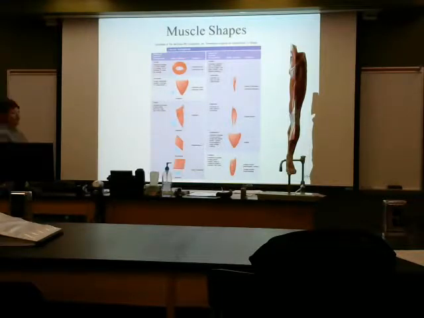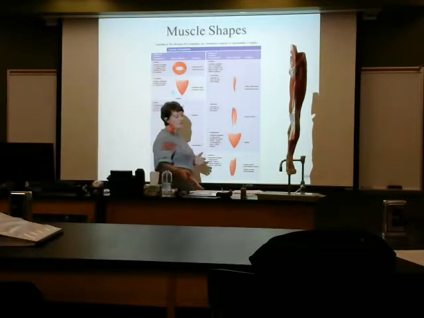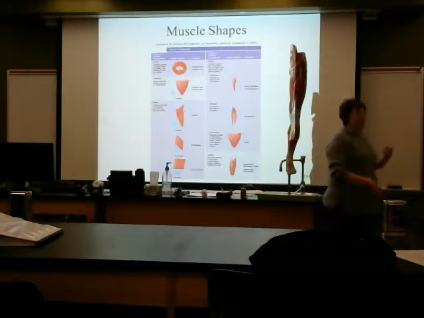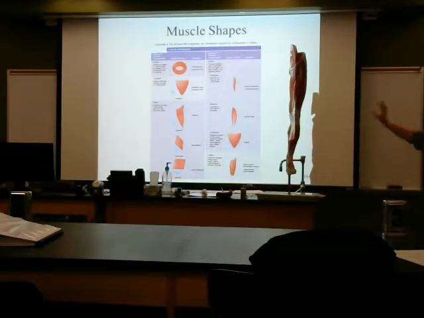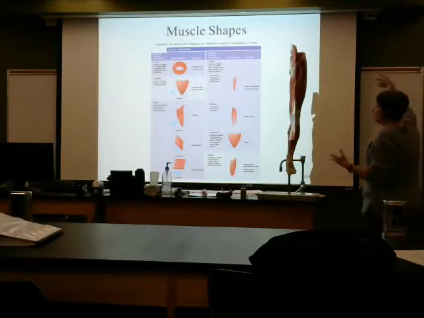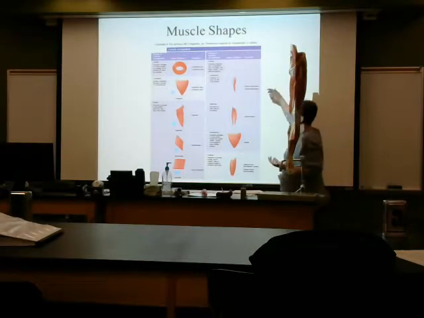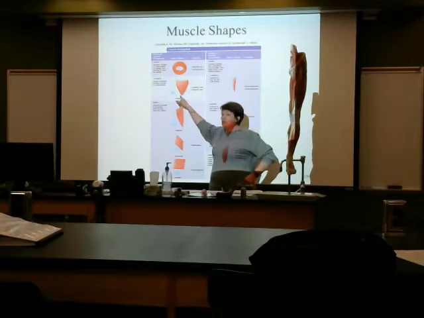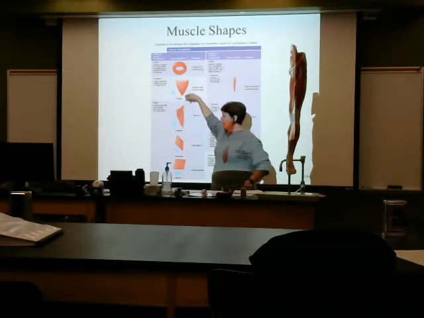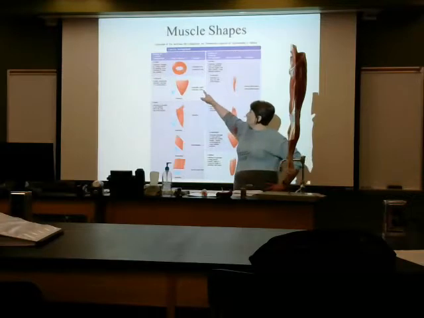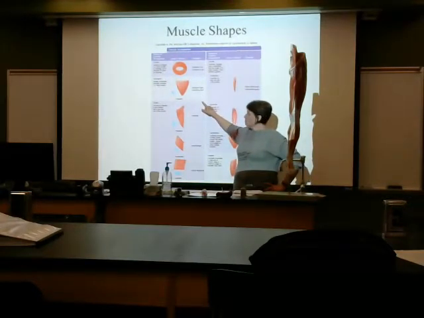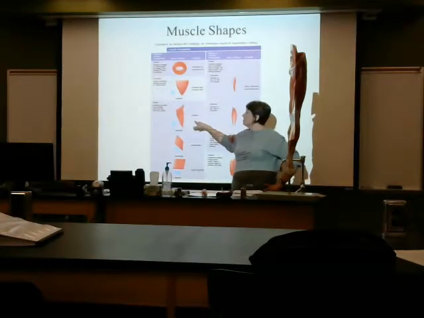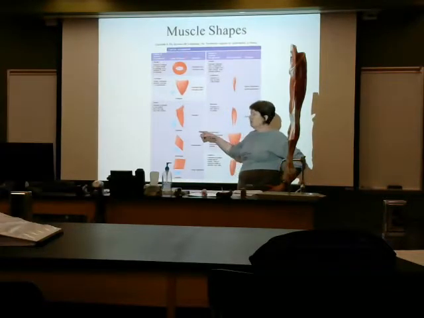Another way that we go about identifying or naming muscle. Muscle has very distinct shapes. Muscle can be circular, which are the ones that control the openings of the body. We have what's called convergent. They have a triangular shape, such as the pec major and the pec minor. We have the ones that are parallel.